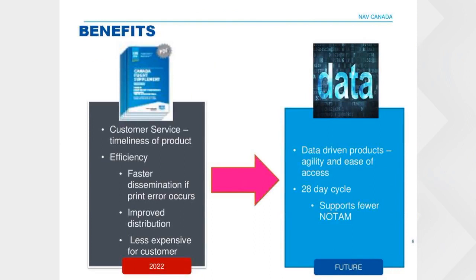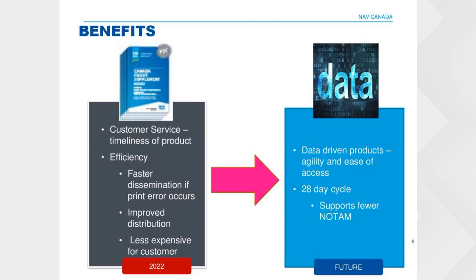And just a recap of some of the benefits of moving towards electronic. So customer service, as Lisa just showed you, timeliness of getting your product. If it's in the current cycle, you're going to have it available immediately. So there's a lot of efficiencies. If there were to be a print error, we would be able to disseminate the changes a lot quicker because we wouldn't have to go through that whole print process. There's improved distribution, and then it's also less expensive for our customers, as the electronic products are 20% less than paper.